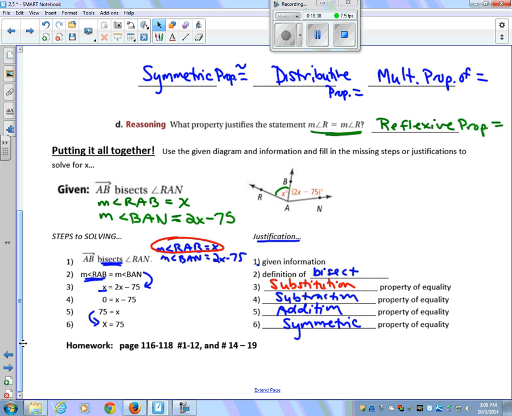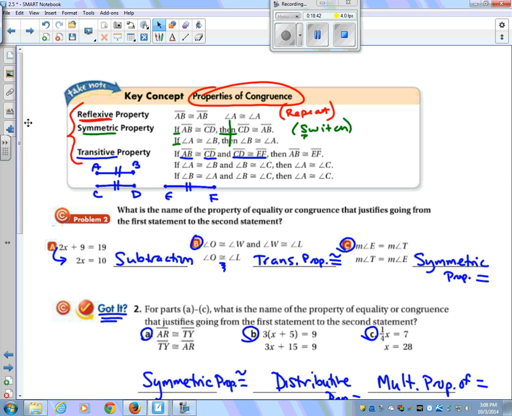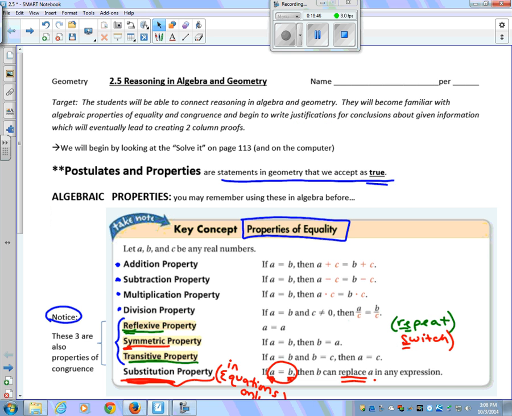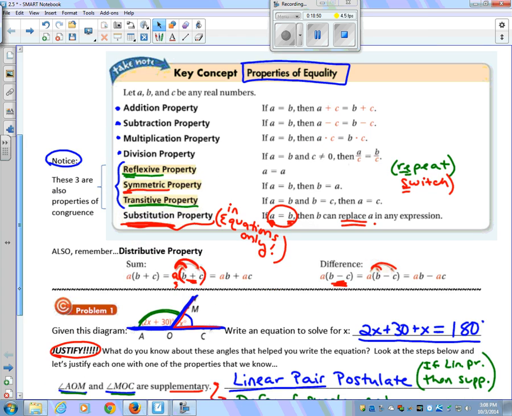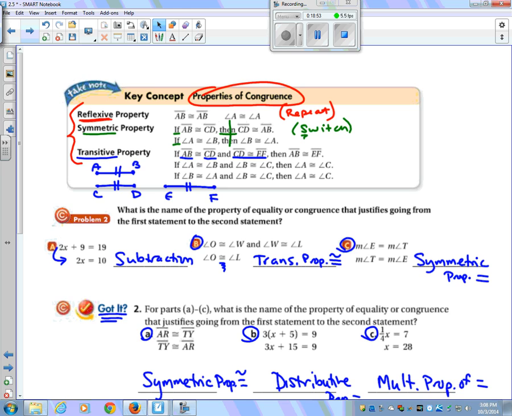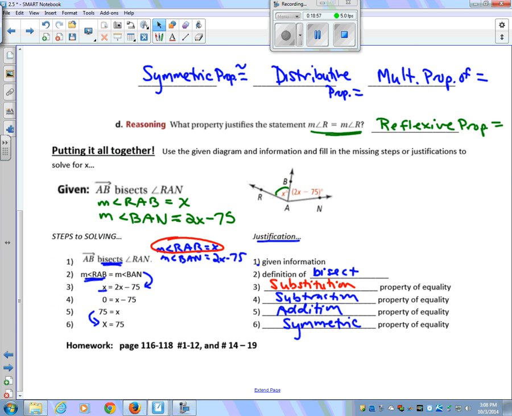So, in general, the important thing from this section is to get very familiar with the properties of congruence and all the properties of equality, and identifying when one step leads to the next step and what the justification is.